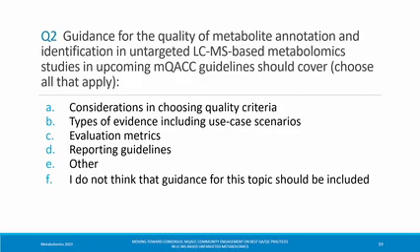Okay, so hands up if you think considerations in choosing quality criteria is important. Yep, good selection. Types of evidence, including use case scenarios. Fewer people. Evaluation metrics. Quite a lot of people. Reporting guidelines. Thank you, because the Metabolomics Society are now working on these, so it's great to see that you want those. Anything else? And you can ask this in the questions. So if you've got another, then let us know.